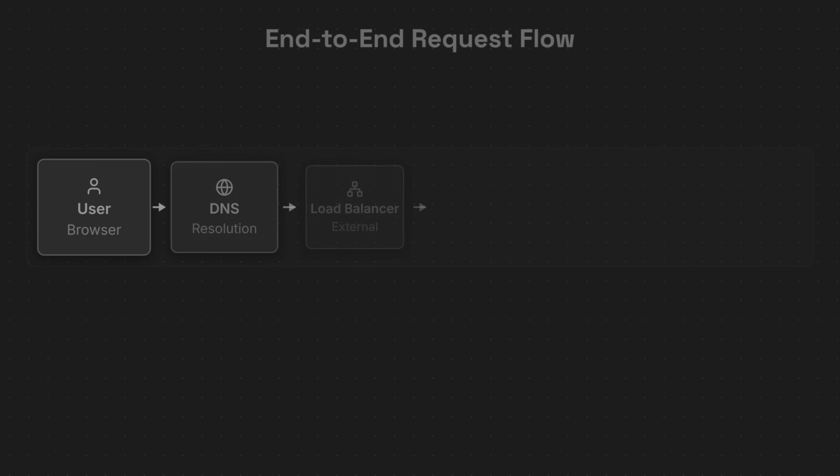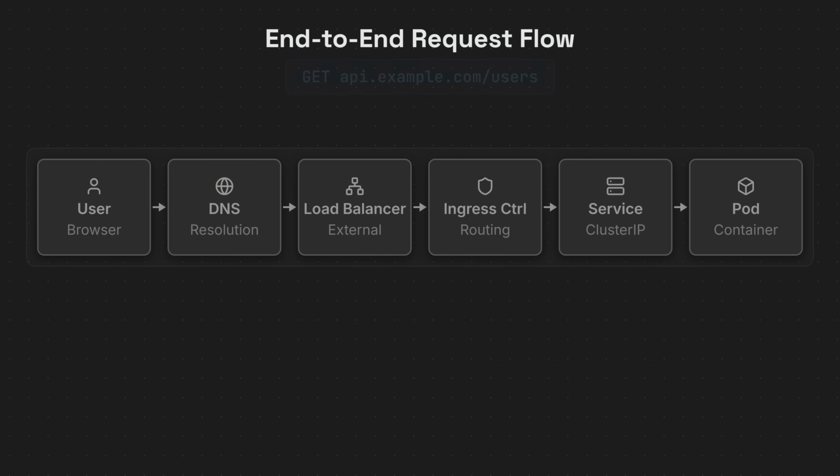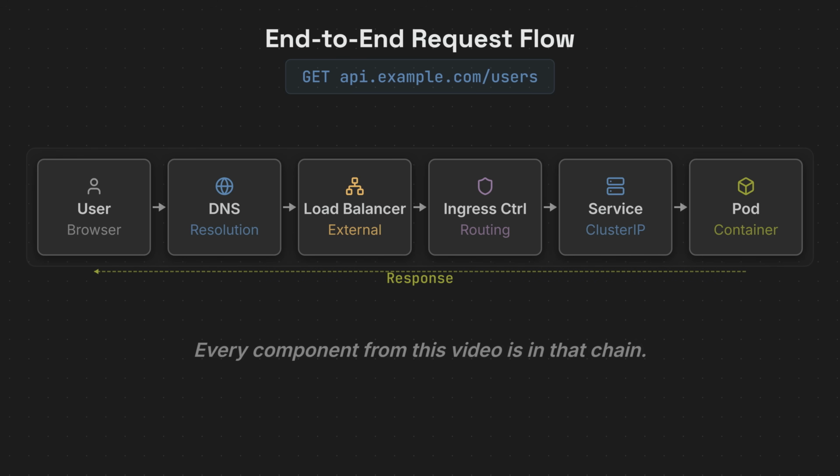Now let's put everything together. What happens when a real request comes in? A user hits api.example.com. DNS resolves to the external load balancer. The load balancer forwards the request into the cluster, where the ingress controller picks it up. The controller checks its routing rules. This host and path match the API service. It forwards the request to that service's cluster IP. The service looks at its endpoint list, maintained by the endpoint controller, and picks a healthy pod. The request reaches the container. The response travels back the same way. Every component we've covered in this video is in that chain.